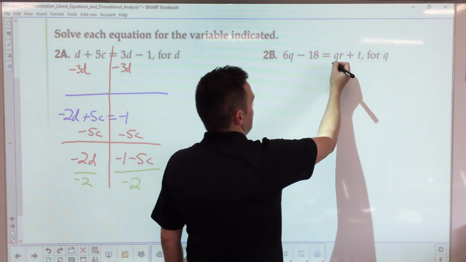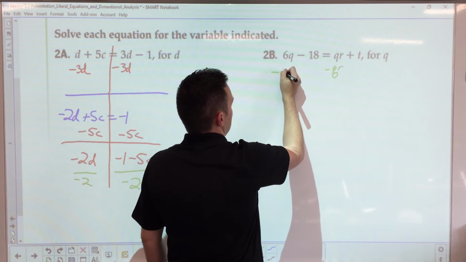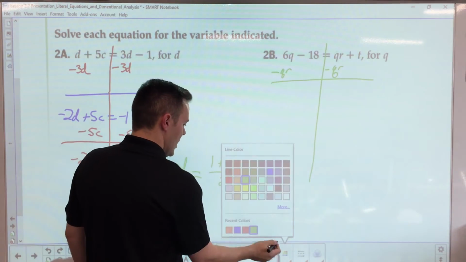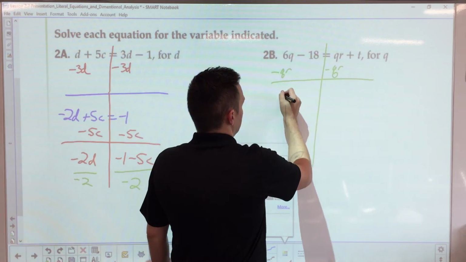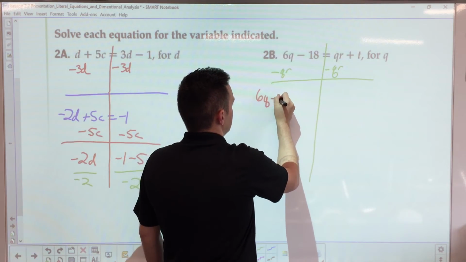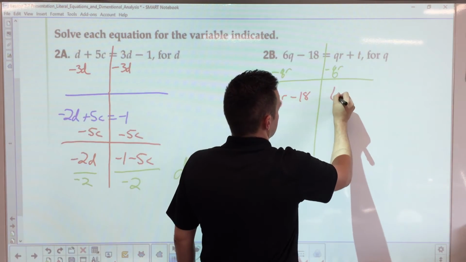Okay, this one here, same setup as we did with some of the earlier examples, okay? Let's subtract qr from both sides. All right, when we do that, we end up with 6q minus qr minus 18. And the only thing left over here is the letter t.